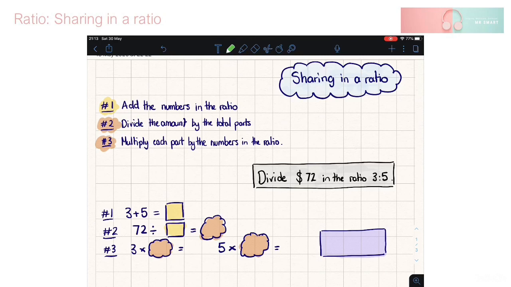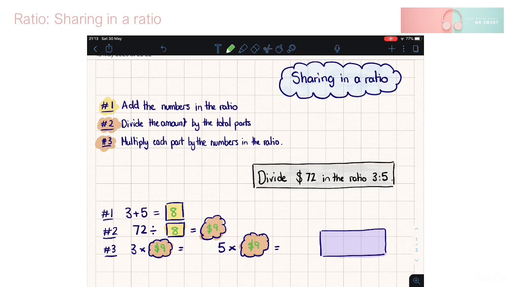Example number one is to divide $72 in the ratio 3 to 5. So firstly, we're going to add the numbers in the ratio, and that's 3 plus 5, which is 8. We're going to take that 8 and divide $72 by 8. And 72 divided by 8 is $9. So there are $9 in each part.